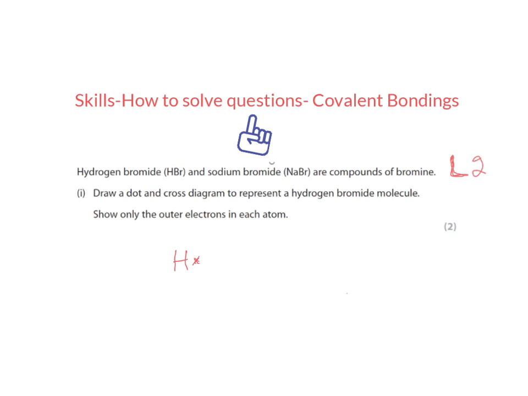What about Br? I know Br is in the 7th group of the periodic table. So it has 7 electrons in the outermost shell, and these are the dots: 1, 2, 3, 4, 5, 6, and 7. Right? Now, these two electrons are going to make your bonded pair. So this is known as your bonded pair, right?